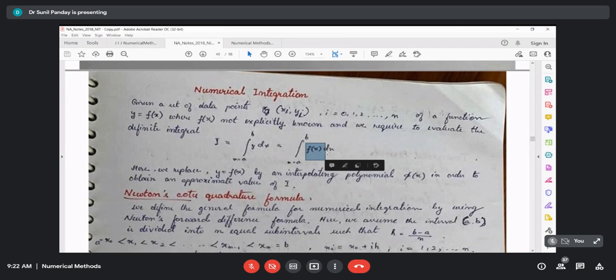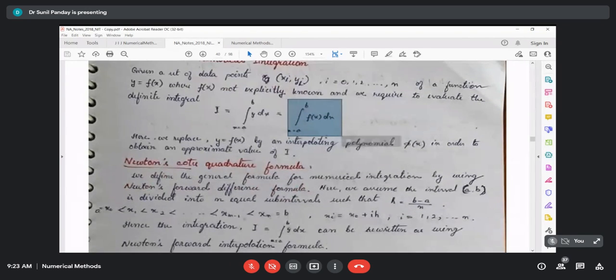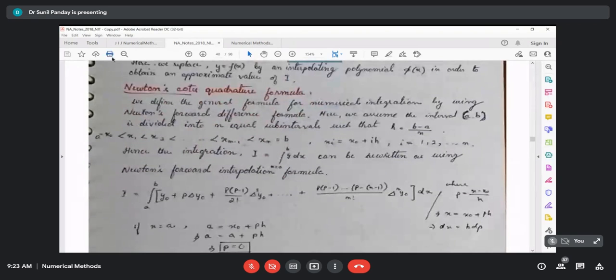So it means whether we know the function f(x) explicitly or not, we have to deal with these n plus 1 data points. Then, if somehow we have obtained these n plus 1 data points, we can calculate this integration. We'll see how to do this. This is known as the Newton-Cotes quadrature formula.